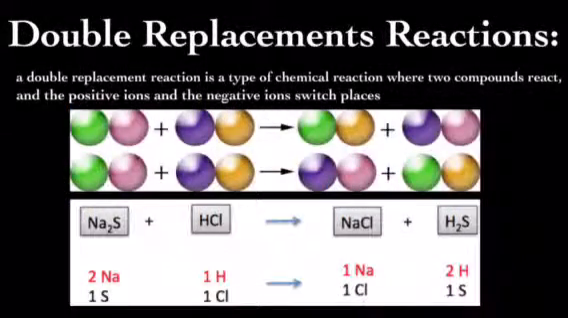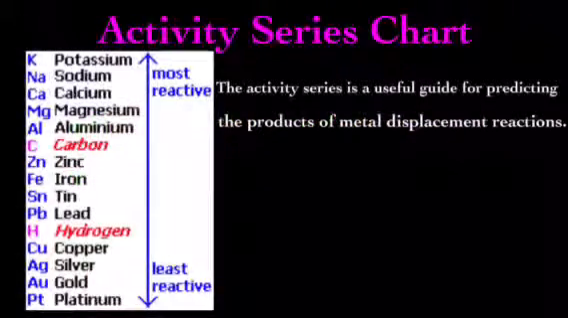A double replacement reaction is a chemical change involving an exchange of positive ions between 2 compounds. Double replacement reactions are also called double displacement reactions. They generally take place in a liquid solution and often produce a precipitate, a gas, or a molecular compound such as water.